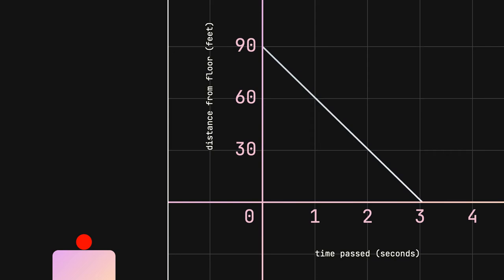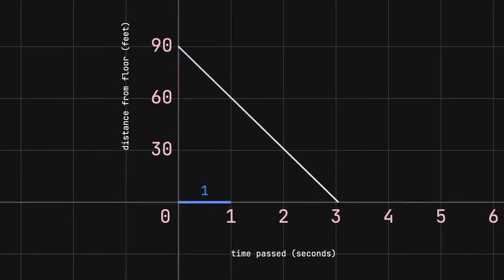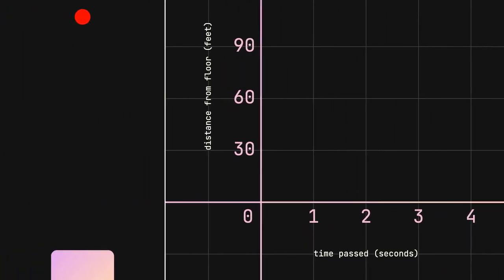In this unrealistic situation where speed never changes, after the first second, the ball falls by 30 feet, another 30 feet after another second, and the same 30 feet after another second. Let's graph the ball's real fall again.